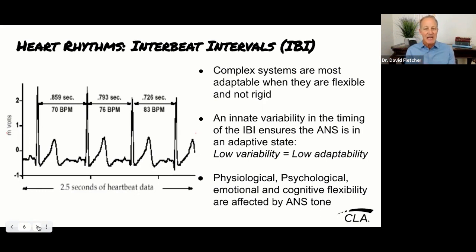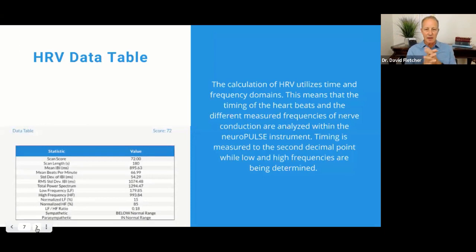So an innate variability in the timing of the IBI ensures that the ANS is in an adaptive state. So if we have very low or rigid variability, if all of those were locked in at 60 BPM, it would be low variability. So just keep that in mind as we start to unravel a little bit of the data that's associated.